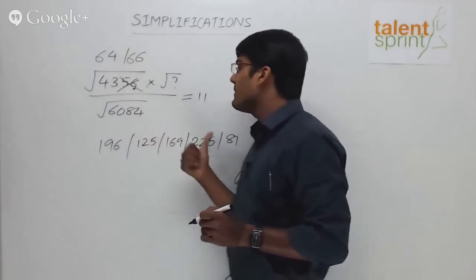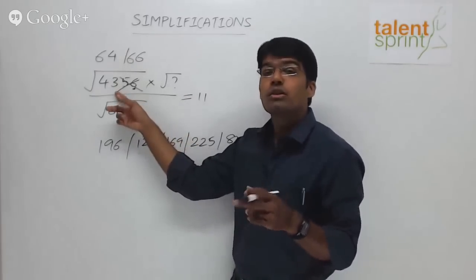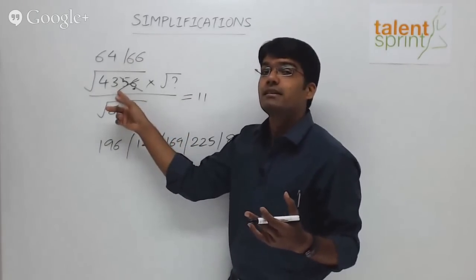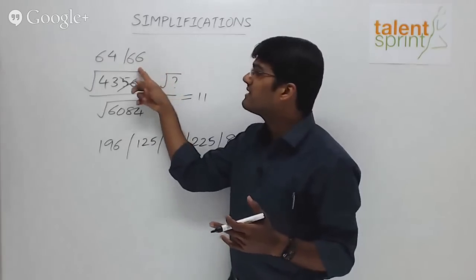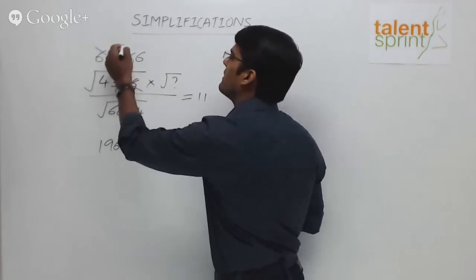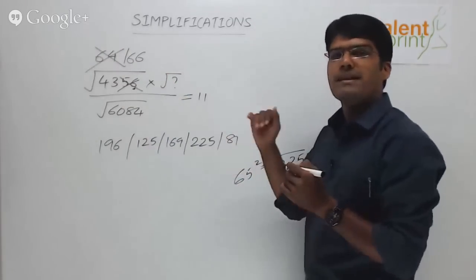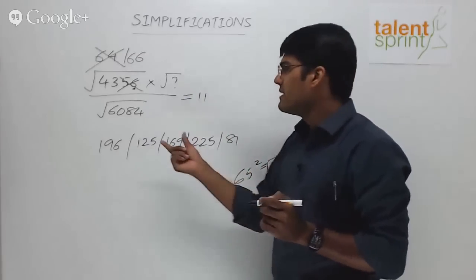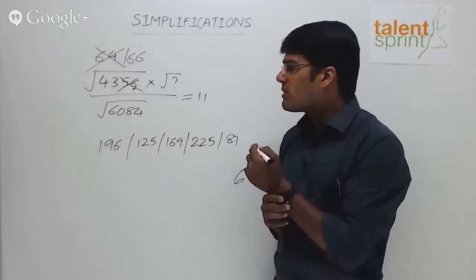Now, if 65 square is 4225, this number here is more than 4225. So it's obvious that the square root should be more than 65. What is more than 65? 66. So this gives us 66 as the value. First part is 66. Root over question mark as it is. Likewise, try to find out the square root of 6084.